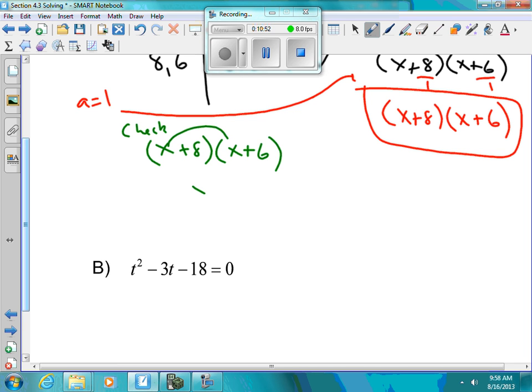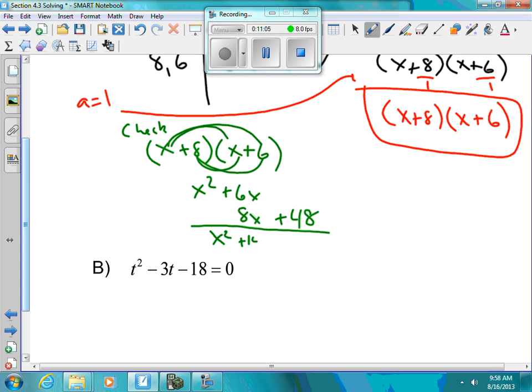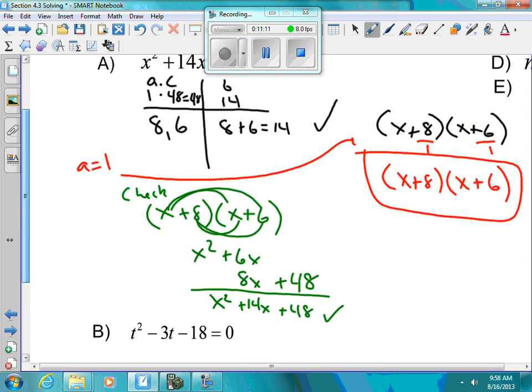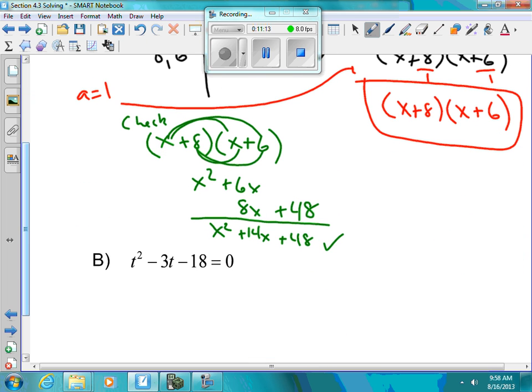X times x is x squared. X times 6 is 6x. 8 times x is 8x. 8 times 6 is 48. Remember, you can do this in the box here as well. Same answer. X squared plus 14x plus 48, I believe, is what we started with. Checking before I went back and looked. Yes, it is. So, our answer is correct.